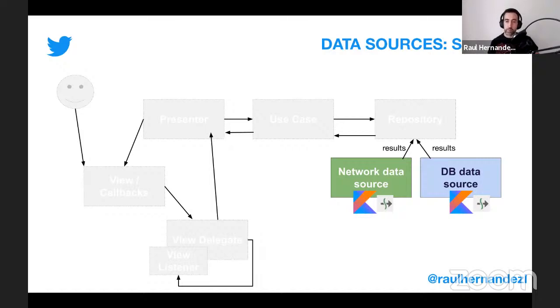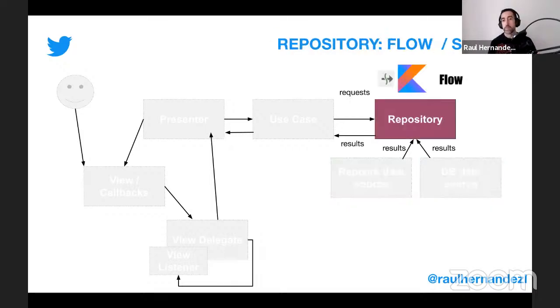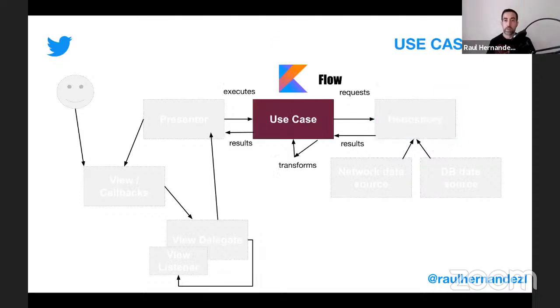Then the same happens with the database data source, and the repository is connecting the results, managing those things and emitting the values as they go. So basically, that's why the repository could be a flow in this case. And then the flow is passing the results to the use case. The use case is then the one in charge of collecting those things from the flow and emitting those values in the way we prefer. The results are going to be there.